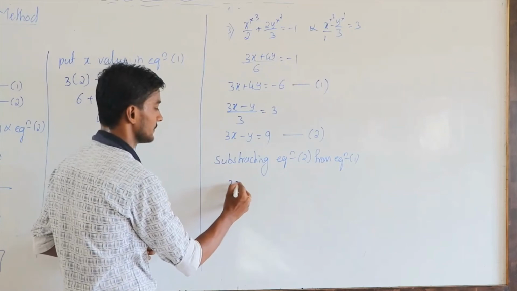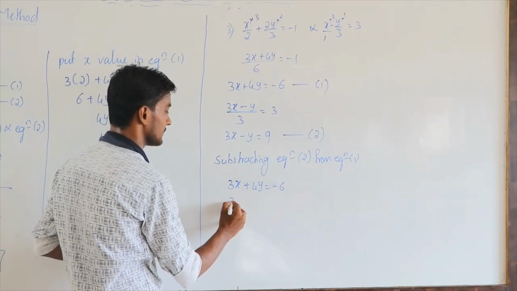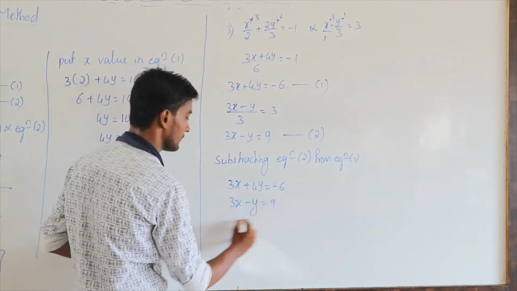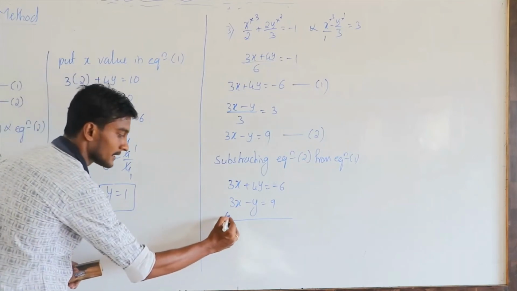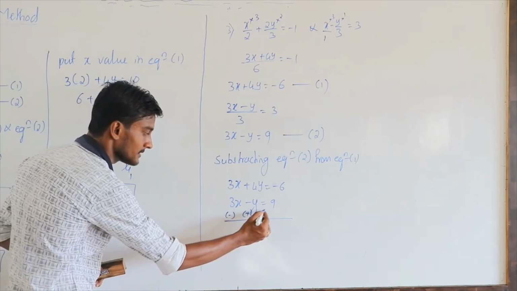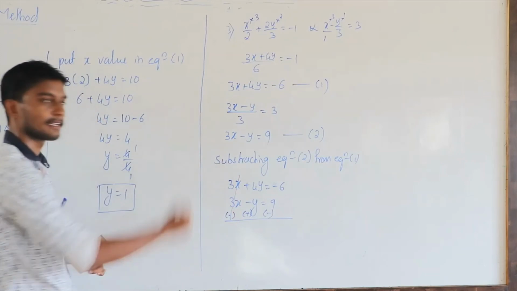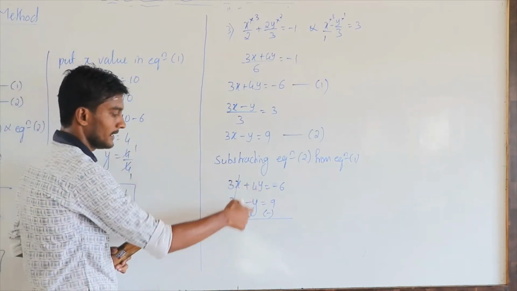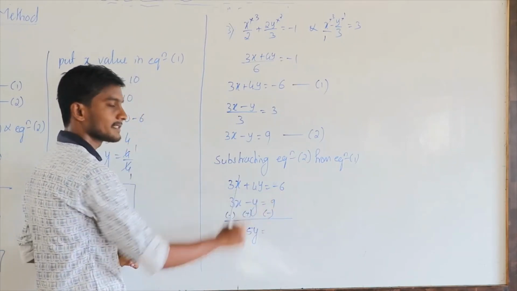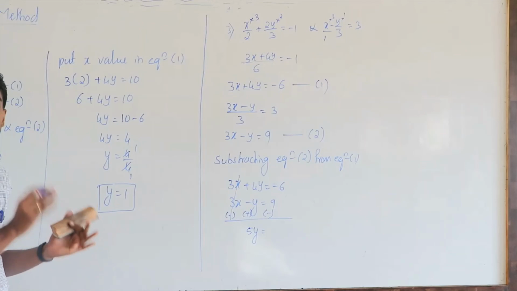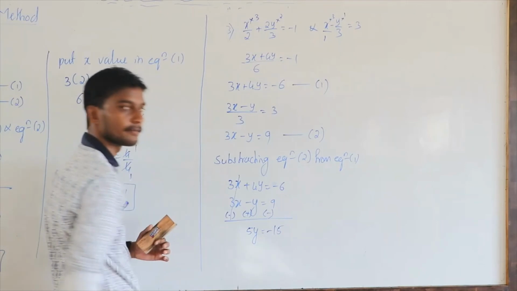So equation 1 is 3x plus 4y is equal to minus 6. Equation 2 is 3x minus y is equal to 9. If you are subtracting, you have to change the signs. Here it is a plus, it becomes minus. Here it is a minus, it becomes plus. Here it is a plus, it becomes minus. So both 3x terms are the same, cancel them. Now 4y plus y is 5y. Minus 6 minus 9: both signs are the same, so you add and put the bigger number's sign. Minus 6 minus 9 is minus 15.